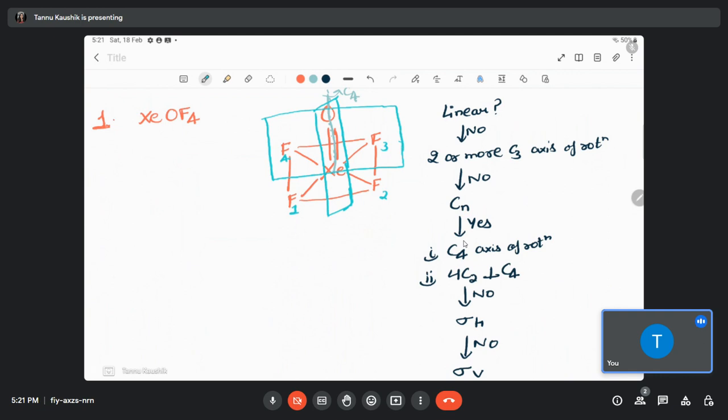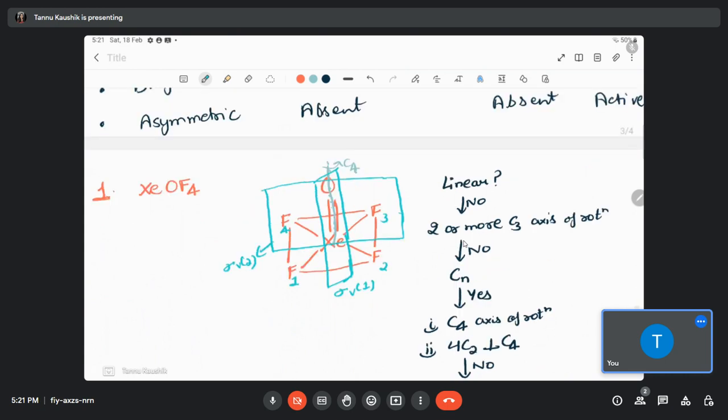And another sigma v is this one, which is again having this xenon and oxygen atom, that is the C4 axis of rotation on it, but this time it is bisecting, like it is reflecting F1 F2 on one side and F3 F4 on the other side. So this is sigma v1 and this is sigma v2.